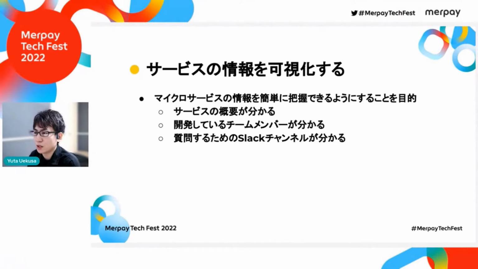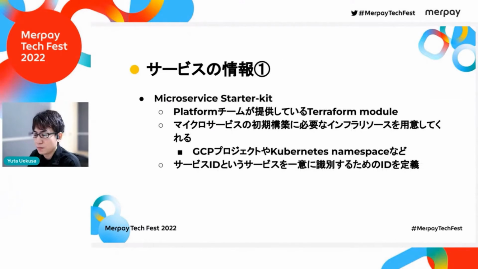There are 2 main types of data that are collected to compile information on microservices. The first is the Microservice Starter Kit. Merpay uses a tool called Microservice Starter Kit to build microservices. This tool is a Terraform module provided by the platform team that will automatically prepare the infrastructure resources needed for the initial construction of microservices.